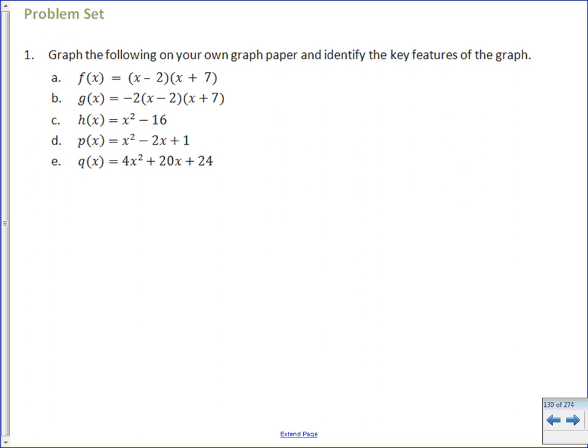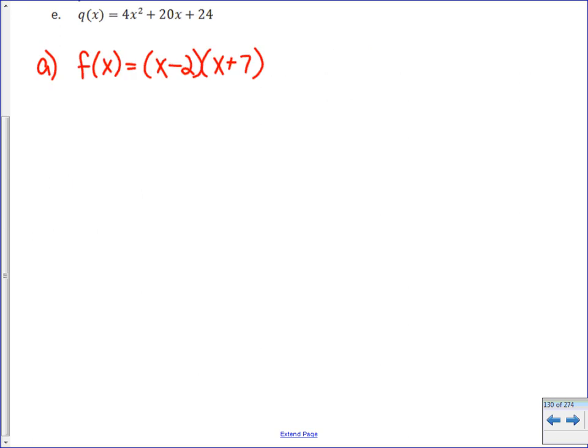We are graphing quadratic equations when they are given to us in factored form. We are using the key features of the graph in order to graph these. So the first one for homework is letter A. f(x) is equal to (x minus 2)(x plus 7). Let us figure out our key features of the graph.